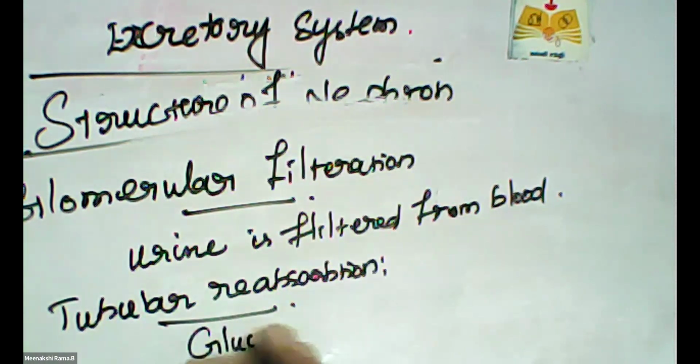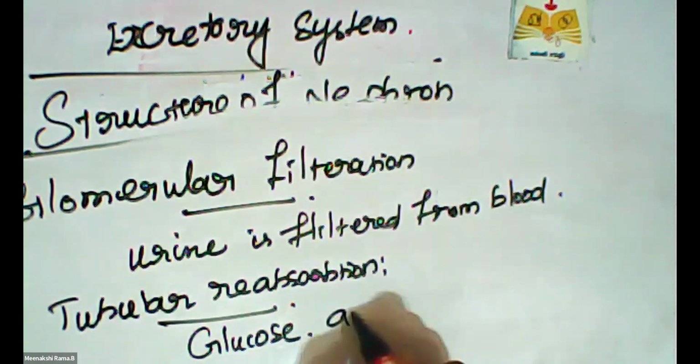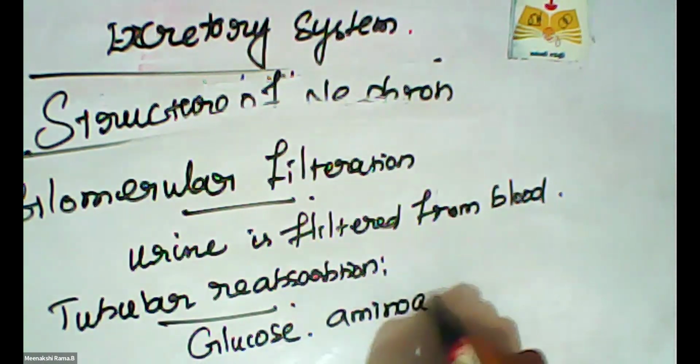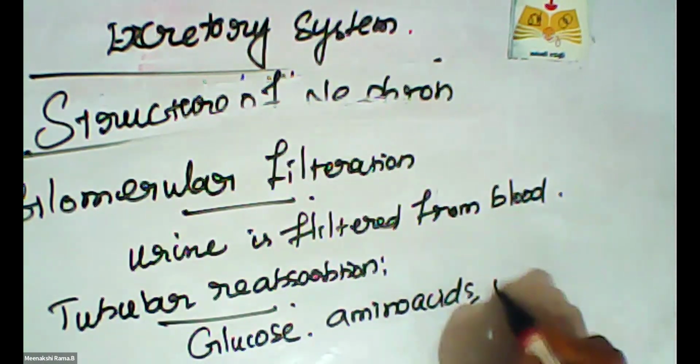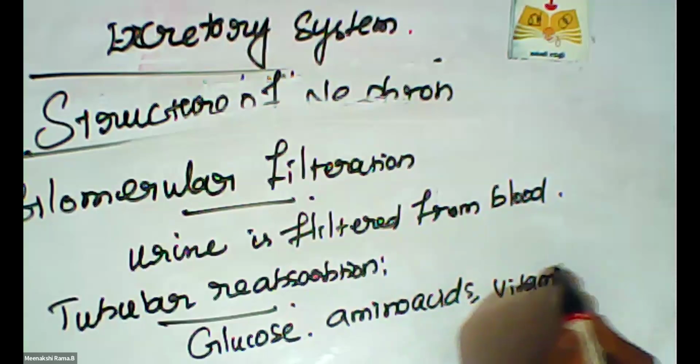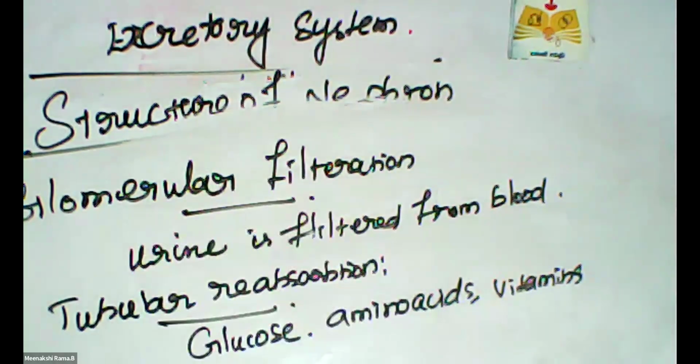What are the essential substances? Like glucose, amino acids, and vitamins. These parts are also present in the filtrate. These are all essential parts of our body. These essential things are reabsorbed into the blood. This process is known as tubular reabsorption.